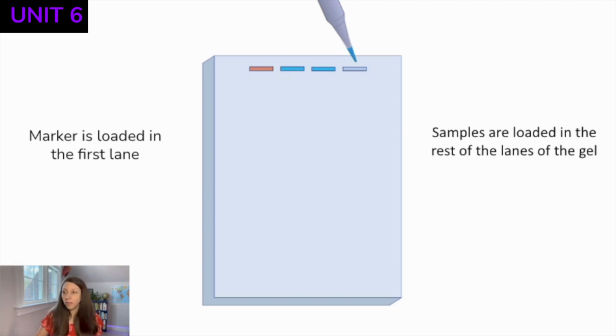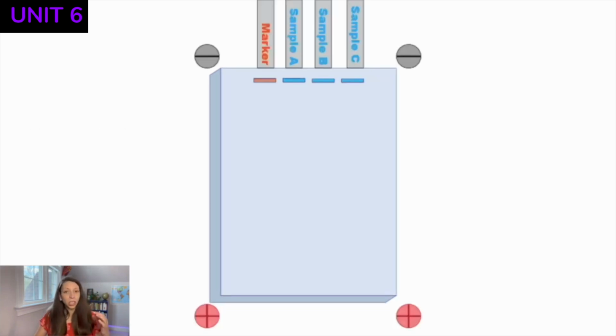Once we've loaded all of our samples in, we'll attach electrodes. So we're running charges. Up here, this is a negative charge, and down here, this is a positive charge. One very important thing to remember about the properties of DNA is that DNA is negatively charged. So if we run an electric current through this gel, DNA will start to travel towards the positive end.